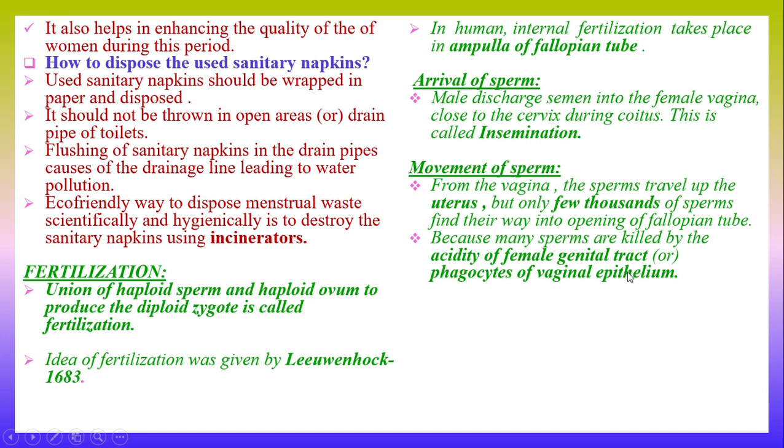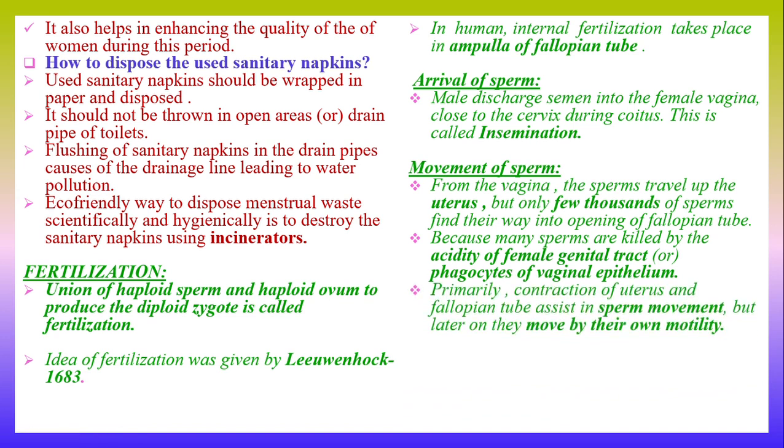These are very important points. Two more questions. Primarily, the contraction of the uterus and the fallopian tube assist the sperm movement. Primarily, in the initial stage, the sperm cannot move inside by itself. What did I say? The sperm cannot go inside on its own.